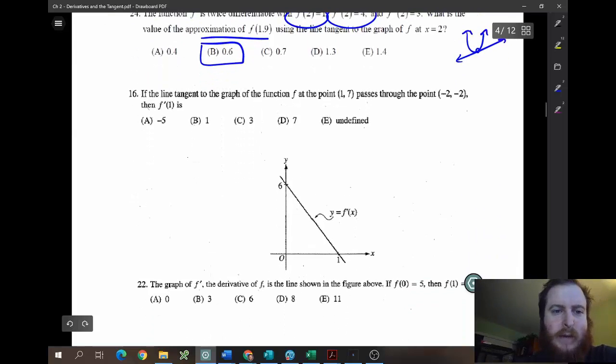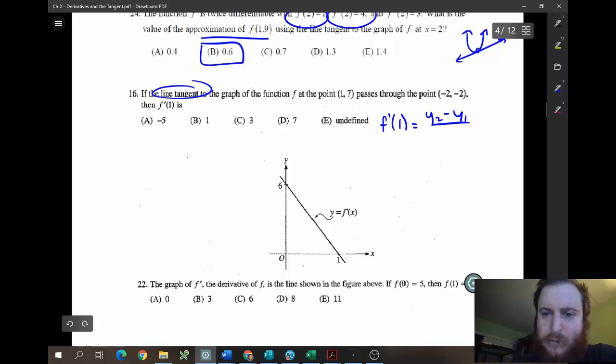All right, next, if the line tangent to the graph of the function f at the point 1 comma 7 passes through the point negative 2, negative 2, then f prime of 1 is. So we know that this is a tangent line. So what we can do is the slope of a tangent line is just back to algebra 1, y2 minus y1 over x2 minus x1. And so since we know that it has the same slope, we know that we can just use that formula.